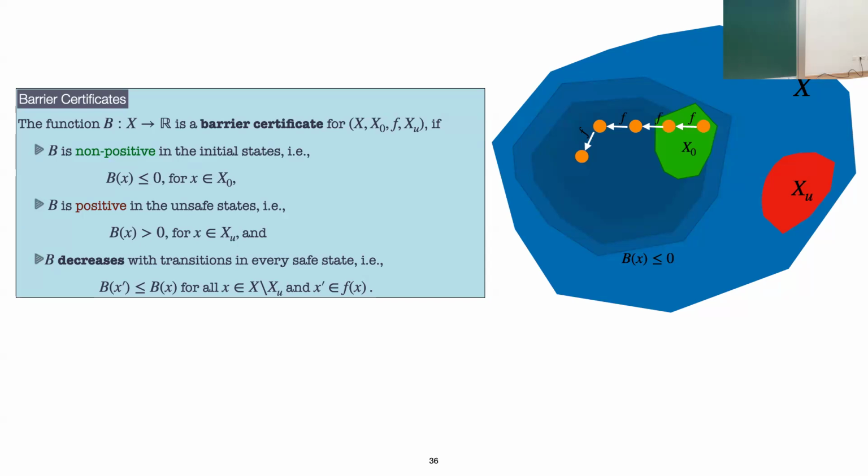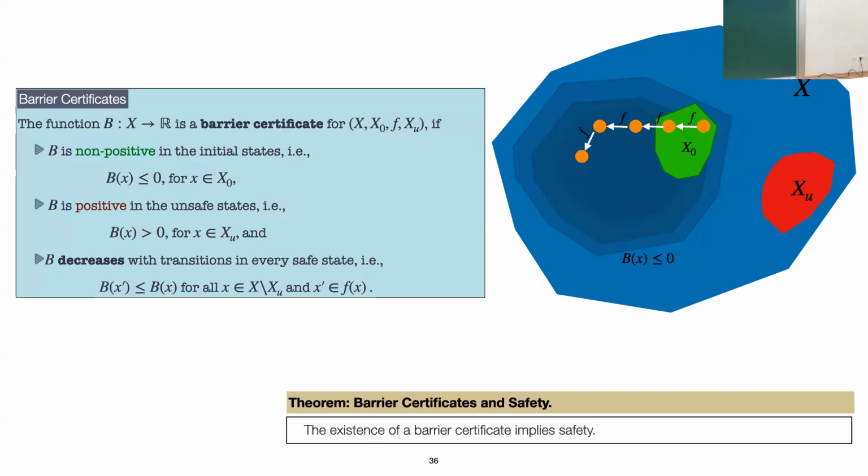There are different versions of those things, which I'm not going to go into, but at a high level, you get the idea of what we are trying to capture. And you could already see from this definition that the existence of a barrier certificate characterizes safety.